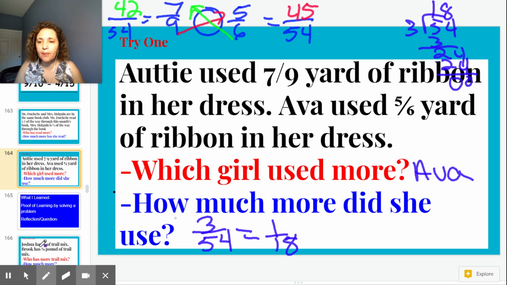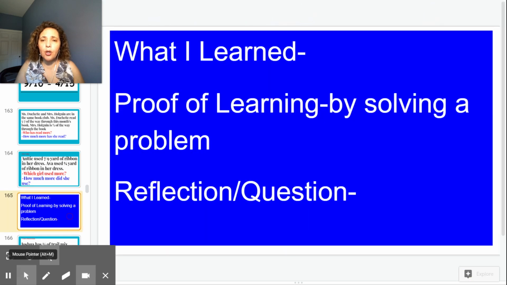All right. So what did you learn today? In your math notebook, write down what you learned, proof of learning by solving a similar problem. So do a subtraction problem and do a reflection question.